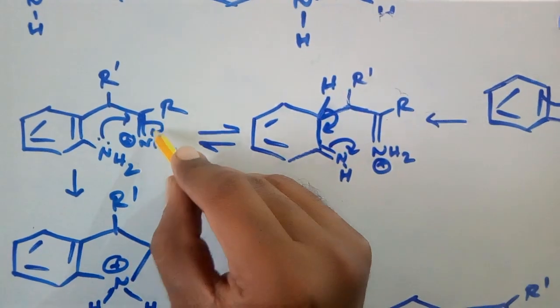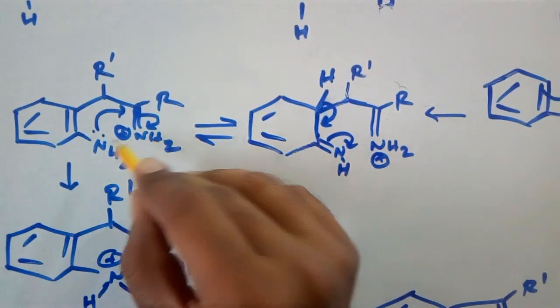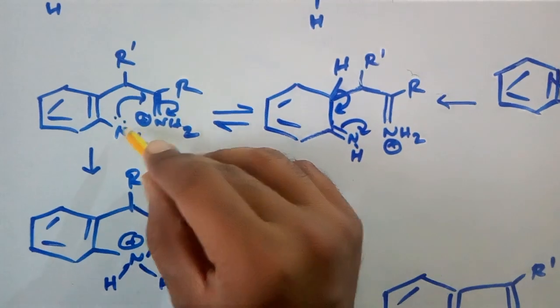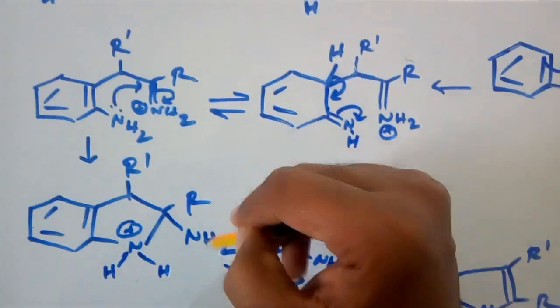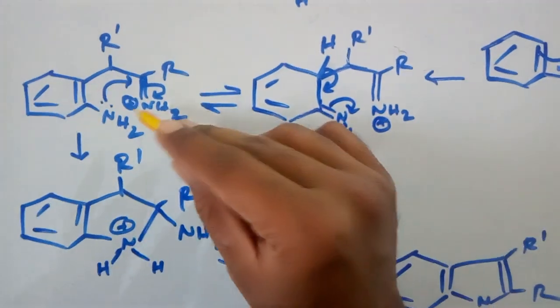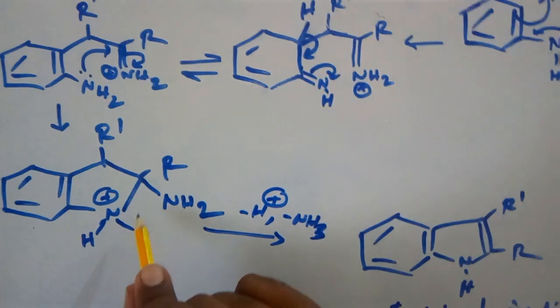Next step, this lone pair of electrons of nitrogen will attack on this carbon, and this nitrogen will pull electrons toward itself, because it has a plus charge and more electronegativity. So this is an easy step. Nitrogen attacks on this carbon, the electrons on this nitrogen, it will become NH2, and this nitrogen, when it is attached, because of 4 valency, will have a plus charge.